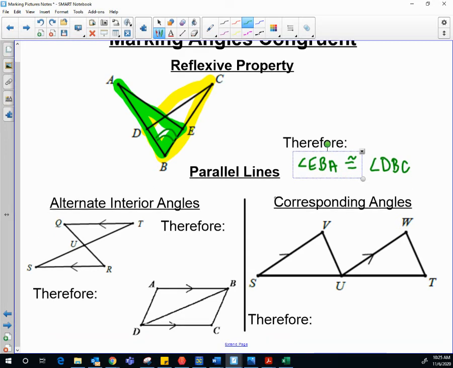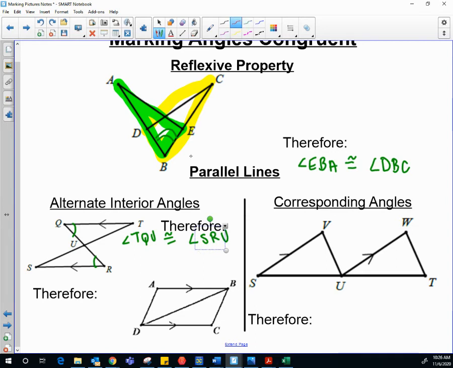If you have parallel lines, and only if you have some information telling you that there are parallel lines, we can have alternate interior angles, or we can have corresponding angles, which will help you identify what's congruent. So here's a set of alternate interior angles. So we can name that with 3 letters. Angle TQU is congruent to, I'm going to name this angle SRU. Again, the vertex is in the middle.